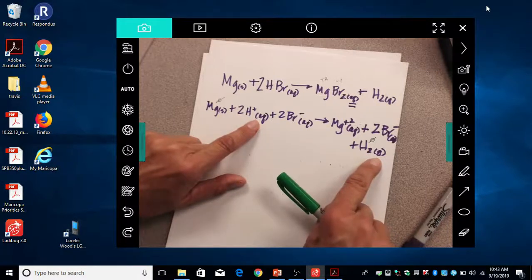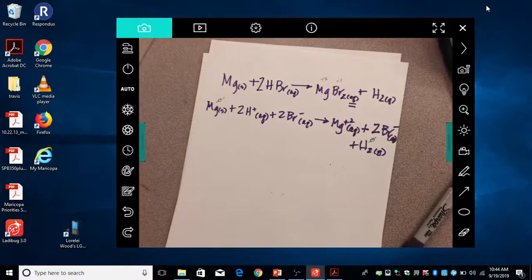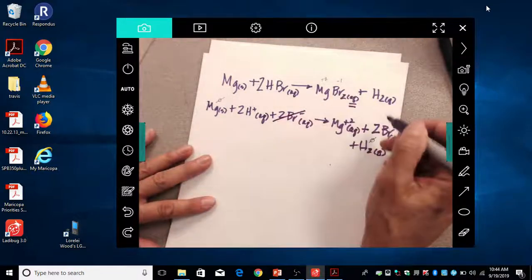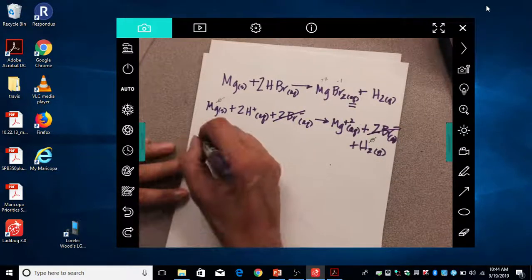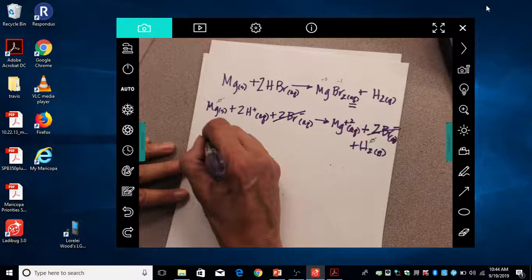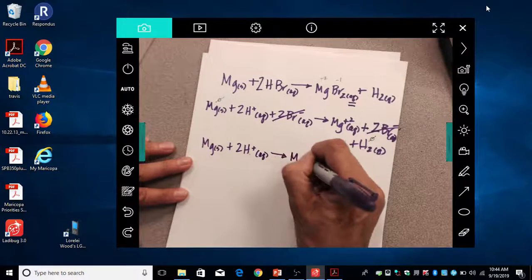One's a gas, one's an aqueous solution. This is a solid, that's an aqueous solution, so they're definitely not the same. What is the same? Bromine. So there's our one spectator. Remember, single replacement only has a single spectator ion. So now we rewrite, we get our net ionic equation. This would be a good one to practice your lab reactions for.